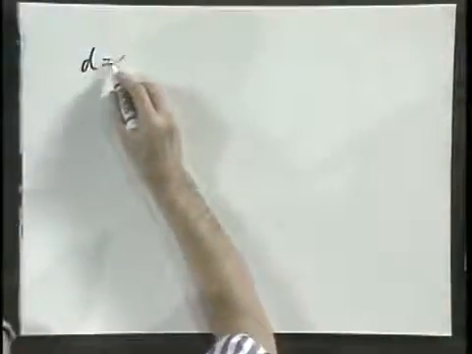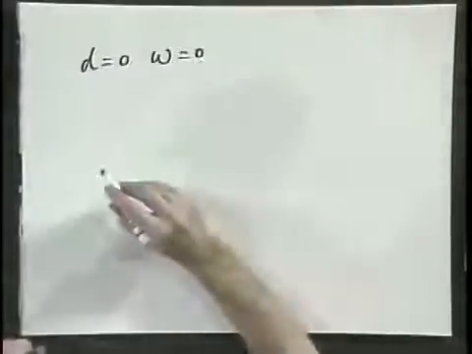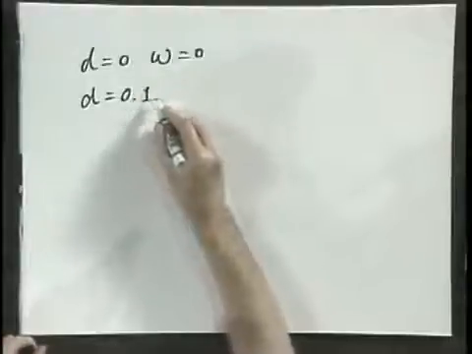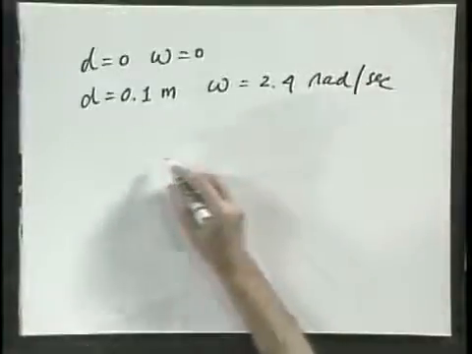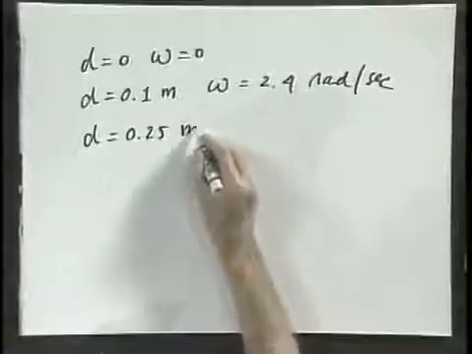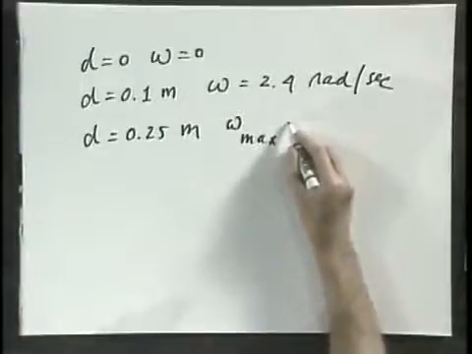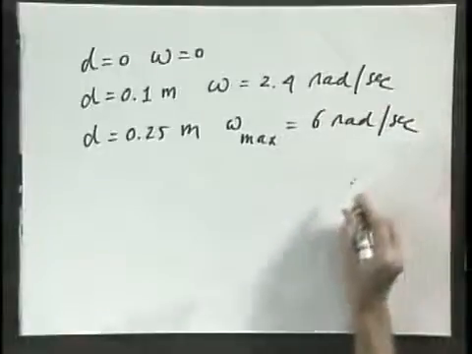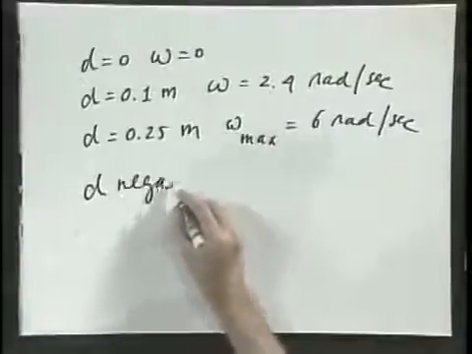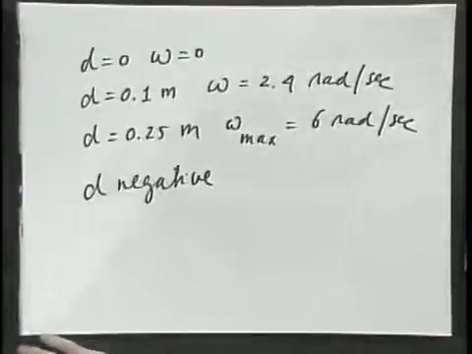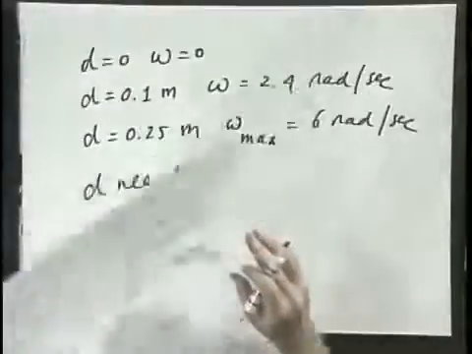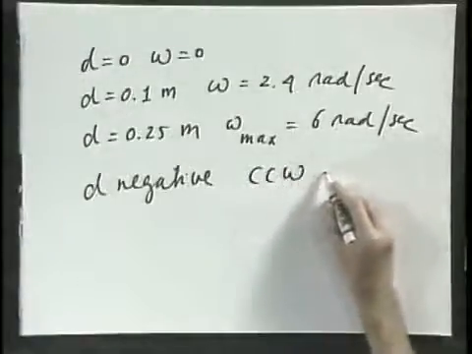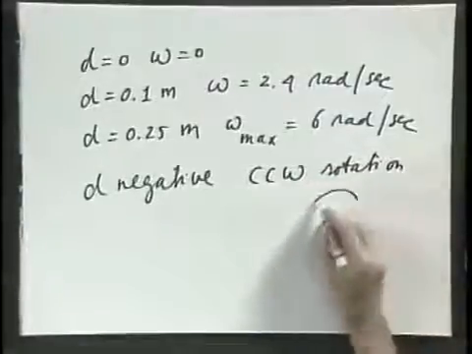If d equals 0, it is intuitive that omega equals 0. It's obvious. If d, for instance, if I put in a number, were 0.1 meters, then omega would be 2.4 radians per second. And if d were the maximum value possible, 0.25 meters, then omega max in our case would be 6 radians per second. And if d were negative, that means I hit it below the center of mass. So I would hit it here, then omega will have a different sign, omega will be negative, and I will get a counterclockwise rotation. Omega will be in this direction.